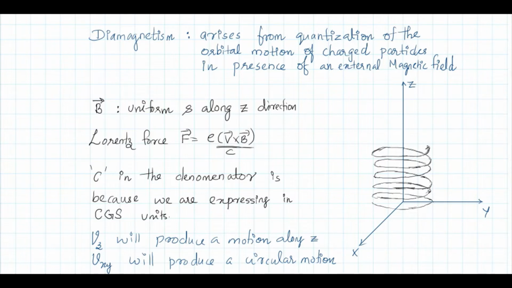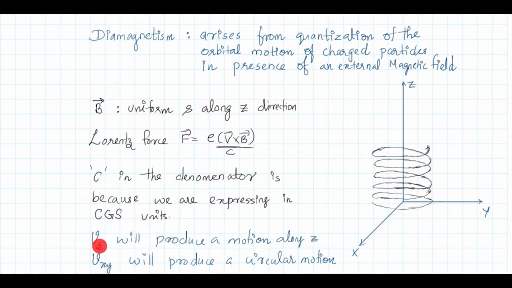Suppose there is a charged particle having velocity v, then the Lorentz force experienced by the particle is given by e v cross B divided by c, where c in the denominator is because we are expressing in CGS units. In SI units, this c will not be there. And here e is charge of the particle, v is velocity and B is magnetic field. We can split this velocity vector into two components, one along the field direction and one in a direction perpendicular to the field, that is in the xy plane.